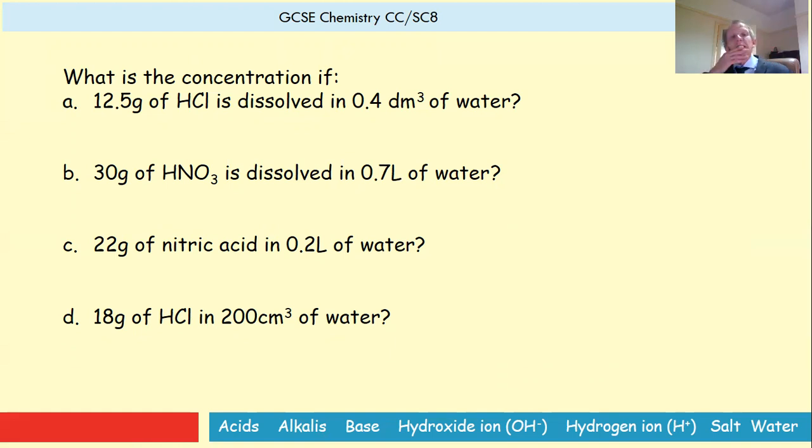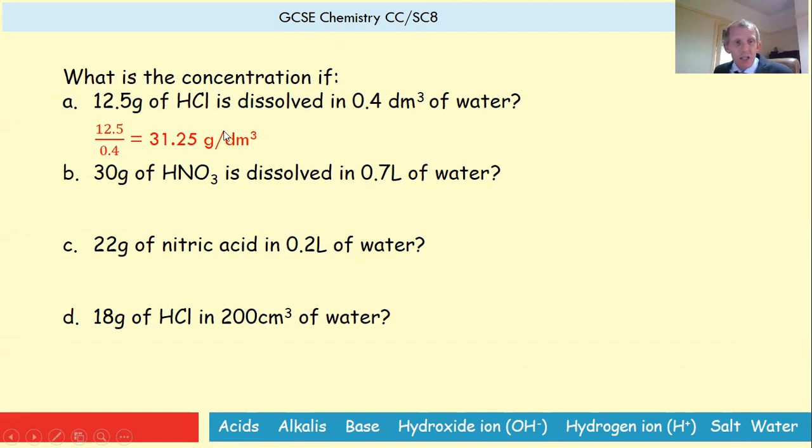Okay, well done, guys. Hopefully you didn't find these questions too challenging. We'll jump straight in with going through the answers. So we know that we have got 12.5 grams of hydrochloric acid that's being dissolved into 0.4 decimeters cubed of water. So we know that we have an equation that should be 12.5 divided by 0.4. This is already in decimeters cubed, guys, so we don't need to do anything about the units. And there's the answer. It's 31.25 grams per decimeter cubed.